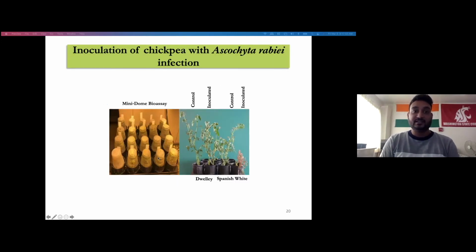My first experiment was with Ascochyta. For inoculating chickpeas with Ascochyta, we used a mini dome bioassay, which was developed by Dr. Weidong Chen in our lab. In the picture on the left, you can see that after spraying the plants with the spore suspension, we covered them with small plastic cups for 48 hours so that they can retain moisture and the probability of infection increases. In the picture on the right, you can see Dwelly, which is a resistant plant. Even after inoculation, it is very little affected, but Spanish white, which is susceptible, is totally wilted and dead.